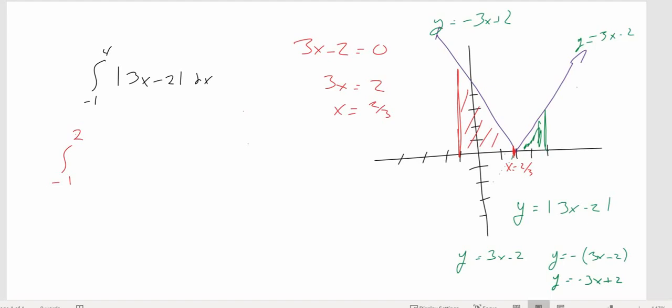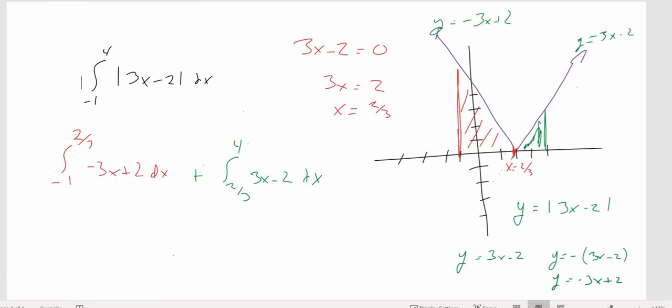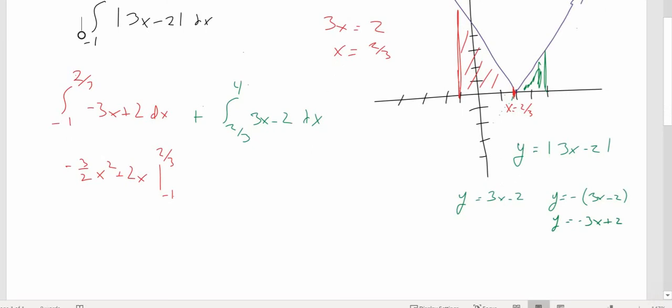Okay, so I'm going to go from -1 to 2/3, and it's negative 3x plus 2 dx. And then I'm going to take the other half of it, that right-hand side, and that's going to go from 2/3 to 4, and that'll be 3x minus 2 dx. And now I have two integrals with just linear equations that I know how to deal with, right? So this is going to be negative 3/2 x squared plus 2x when I do the antiderivative. Evaluate that from -1 to 2/3. I'm going to go ahead and do that while I'm thinking about it.